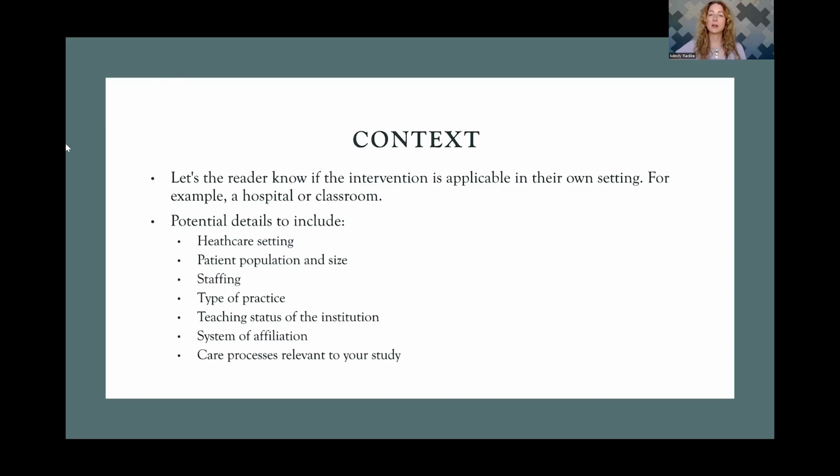All right, so the context is really specific to the QI. It's really a hallmark of this paper in this genre. And this lets the reader know if the intervention is applicable in their own setting. For example, is it applicable in their hospital? Why or why not? Is it applicable in a classroom? Why or why not? Some potential details to include would be healthcare setting, patient population and size, staffing, type of practice, teaching status of the institution, system of affiliation, and care processes relevant to your study.